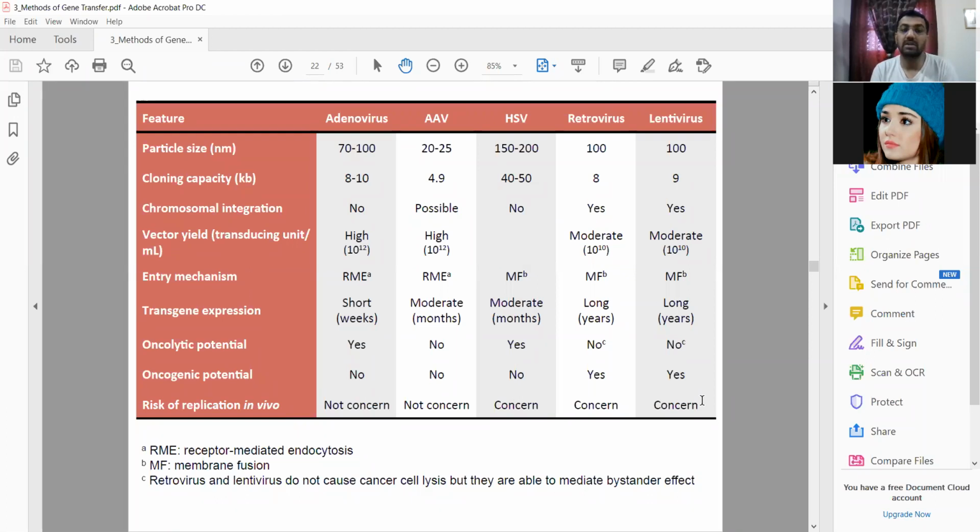Now coming to the risk of replication in vivo, in terms of HSV and retroviruses, it is a possible concern because they could be disease causing. In terms of AAV, it is not a big deal because, as we all know, nothing has been reported so far that they could cause disease. So it's not a concern whether they are replicating or not.